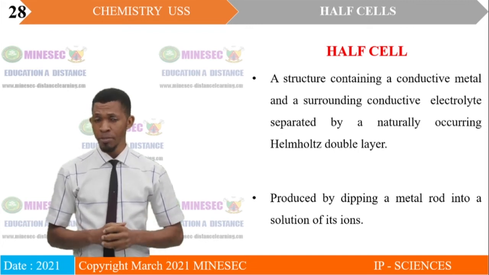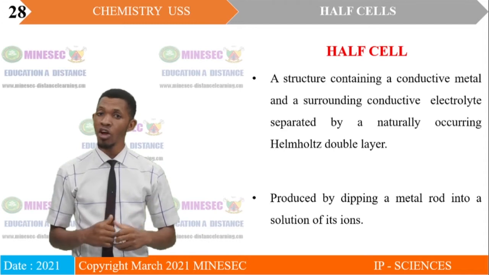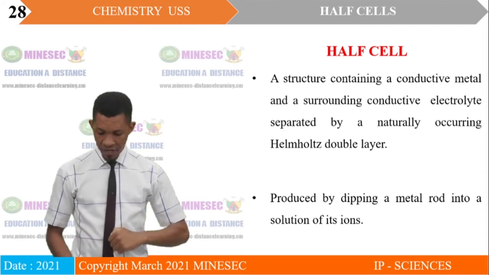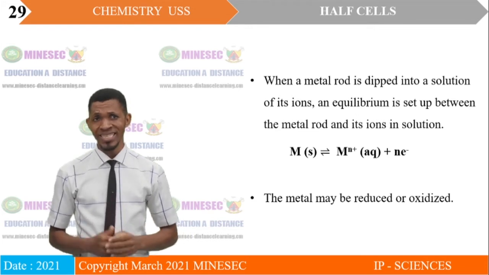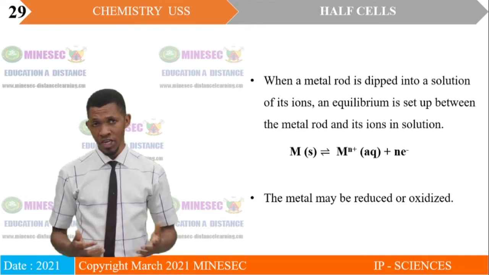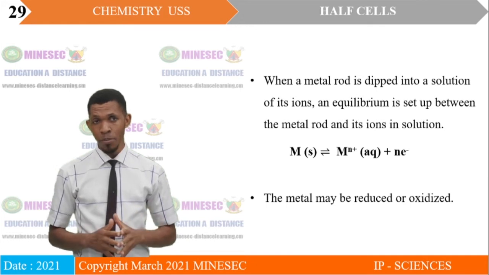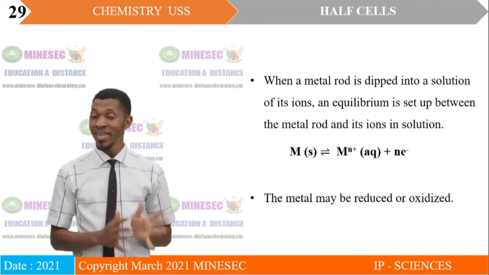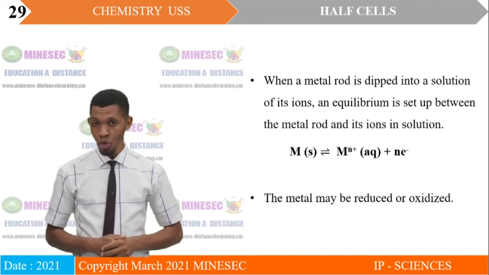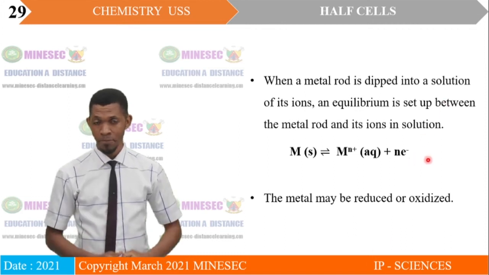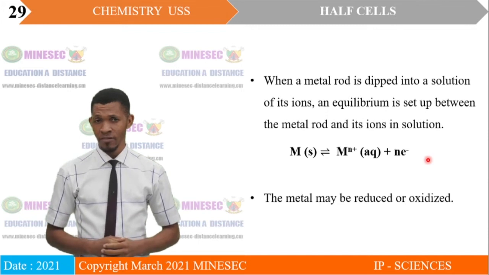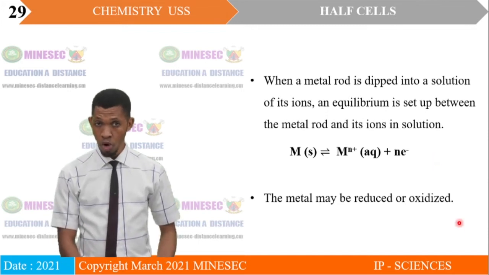A half cell can be produced by dipping a metal rod into a solution of its ions. When a metal rod is dipped into a solution of its ions, an equilibrium is set up between the metal rod and its ions in solution. The metal may be reduced or oxidized.